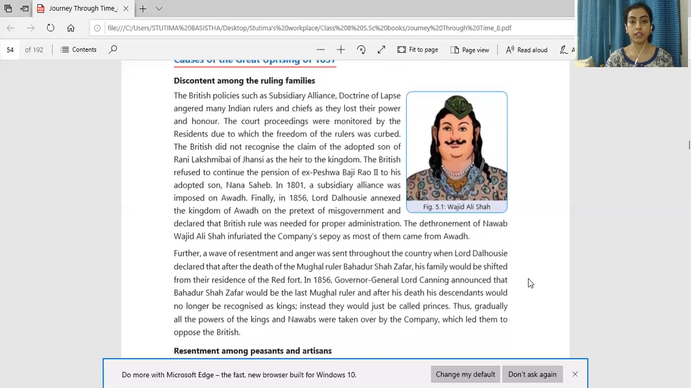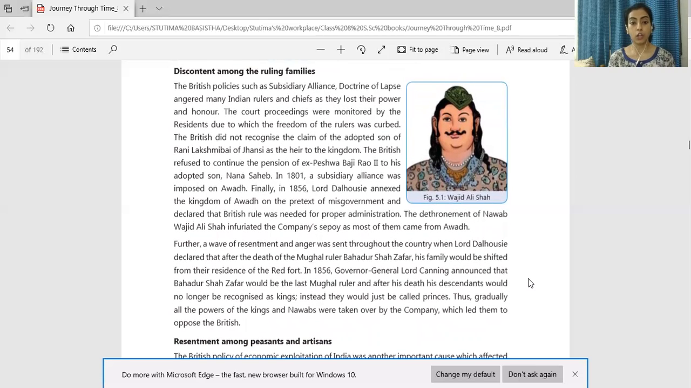Another reason for discontentment was that Lord Dalhousie also declared that after the death of the ruler Bahadur Shah Zafar, his entire family would be shifted from their residence in the Red Fort. This was another declaration made by Lord Dalhousie which angered the people of India.